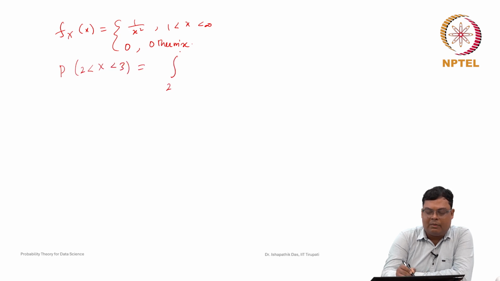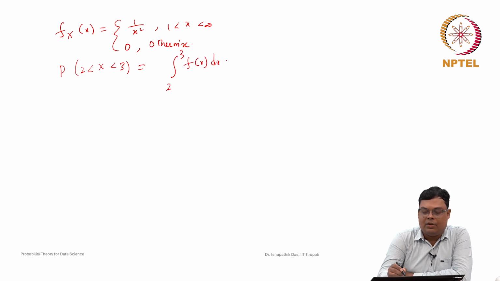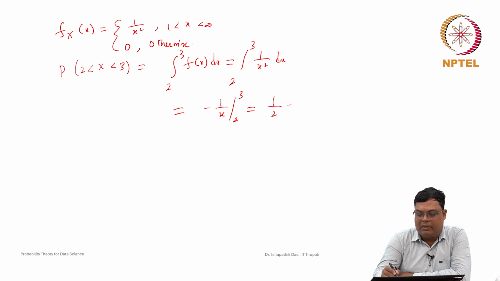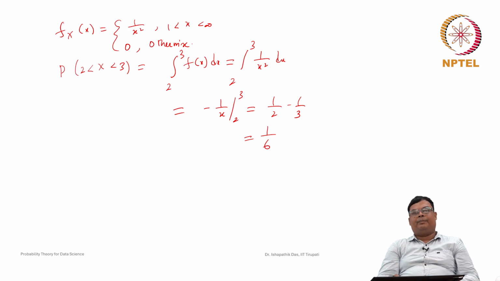This probability will be the integration from 2 to 3 of f(x) dx, which is equal to the integration from 2 to 3 of 1 by x square dx. So, this is minus 1 by x from 2 to 3. This is nothing but 1 by 2 minus 1 by 3, which is 1 by 6. So, this is the probability. I hope you have understood and are following the lectures.